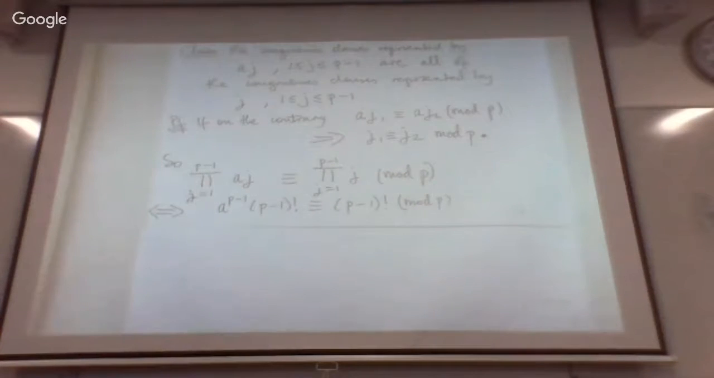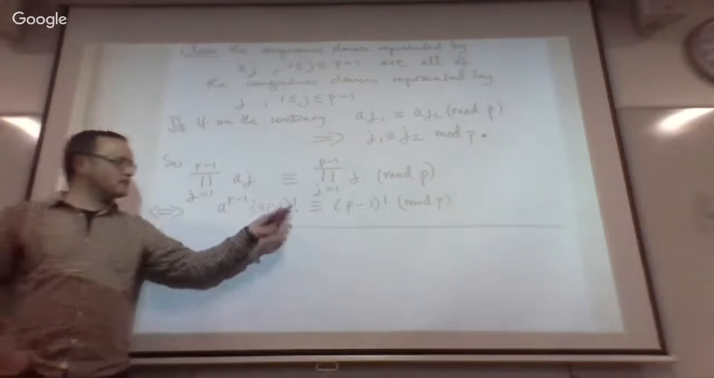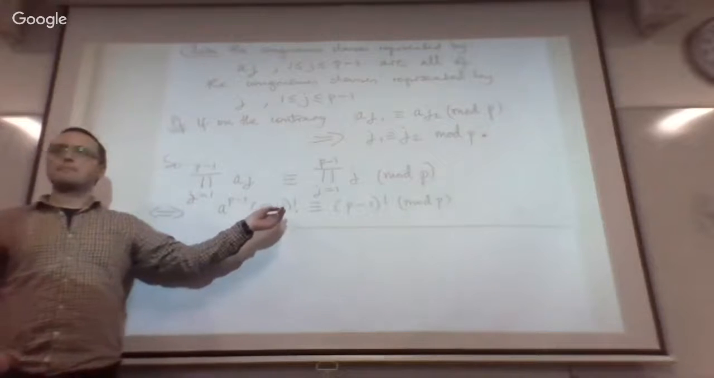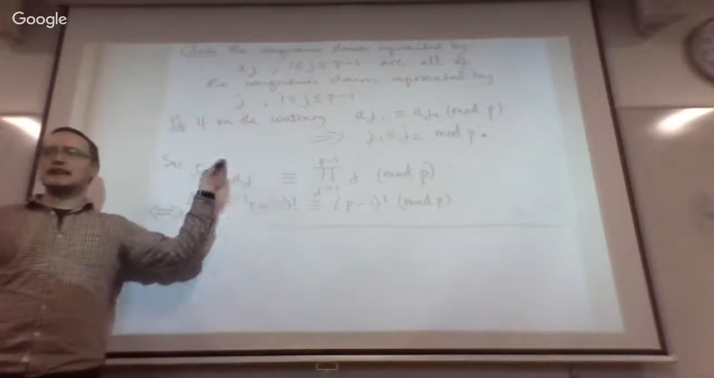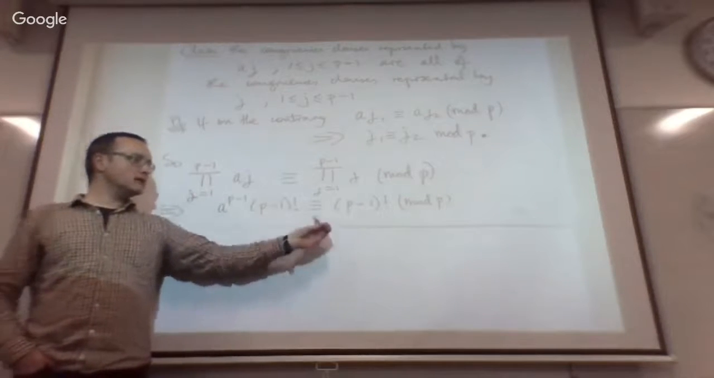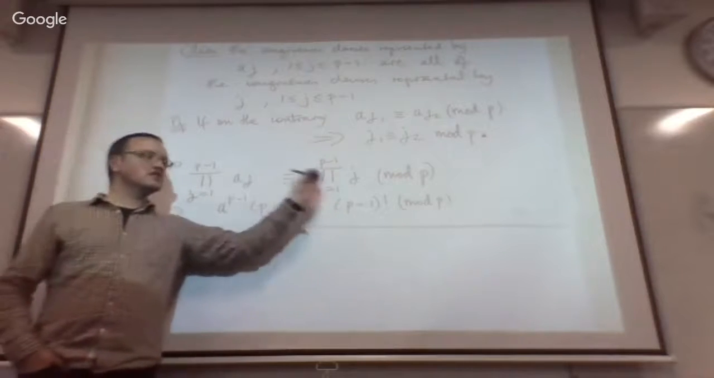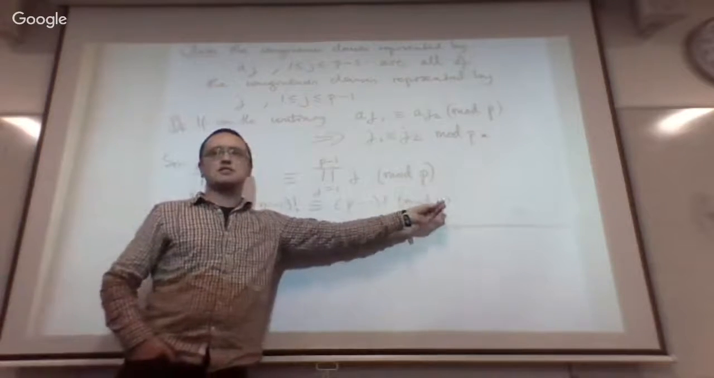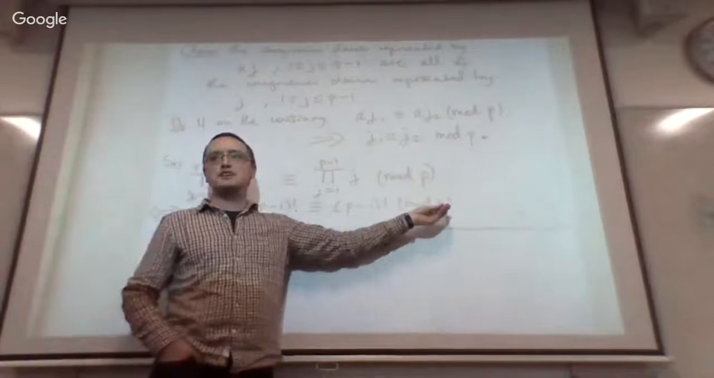But now this is nice. Lo and behold, here I've got the same factor on both sides. So what I want to do is strike it out, to cancel it out, to simplify. Am I allowed to do it? What tells me if I'm allowed to do it? If the factor you're going to strike out is coprime to the modulus. Is p minus 1 factorial coprime to p?